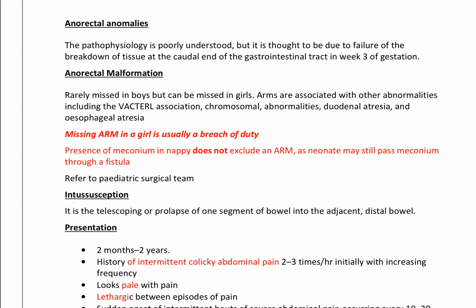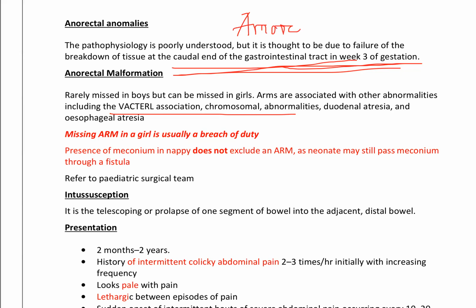Then anorectal anomalies. There are one to two questions related to anorectal anomalies. We know it is a problem in the caudal end of the GIT tract, not properly developed. When there are anorectal anomalies, we always think of VACTERL association, and other anomalies could be there. Whether anorectal anomalies are present or not can be diagnosed on neonatal examination. It is mentioned in the neonatal guideline, and there are some pictures showing how anorectal anomalies look.